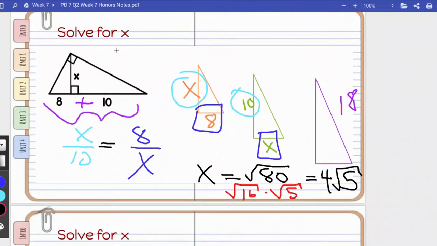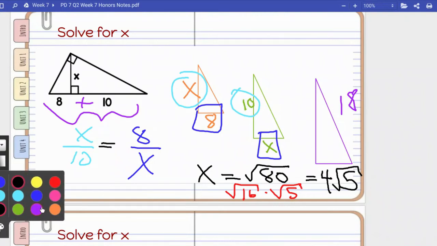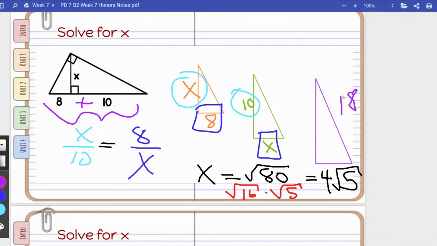Okay, when I look at the next example, this is how I set up my triangles. The short leg of the small triangle was 8, the long leg was x, the short leg of the medium triangle was x, the long leg was 10, and the hypotenuse of the overall purple triangle was 8 plus 10, which is 18.